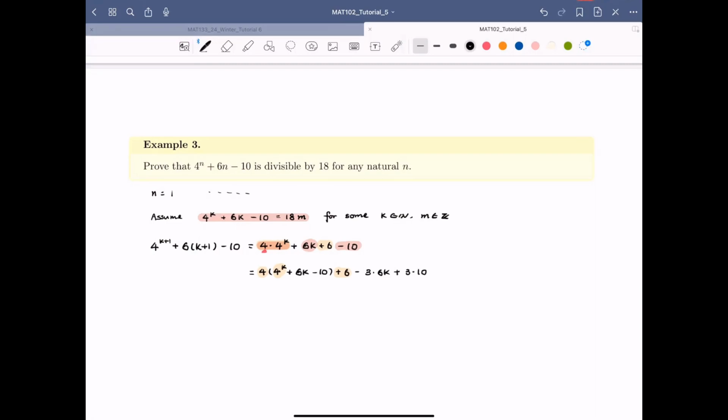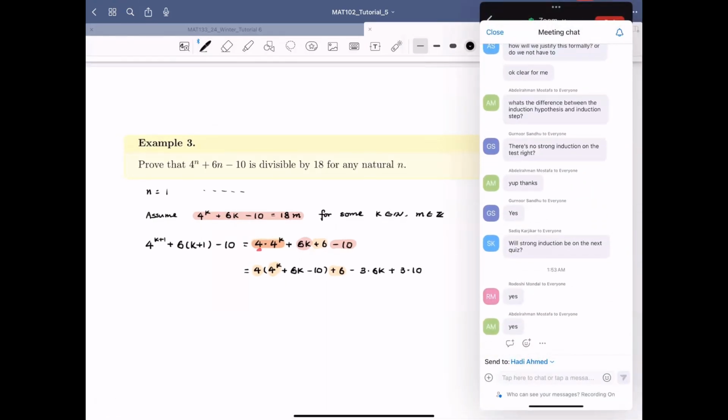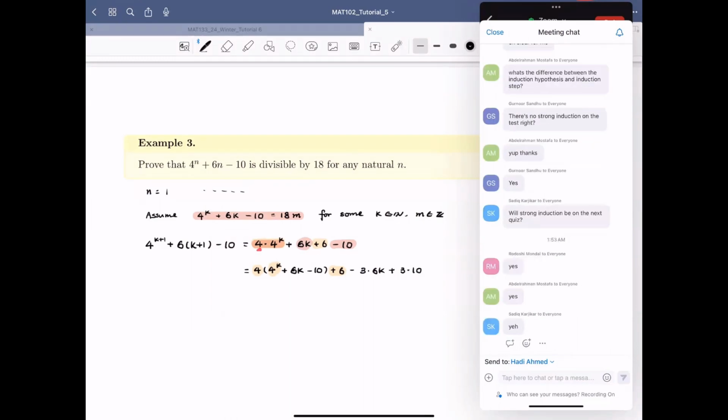Does this make sense to everyone? Yes? I'll give you some time to digest this, okay?